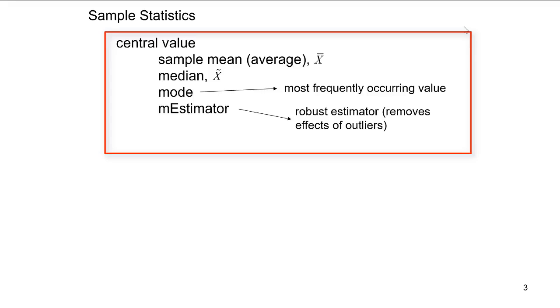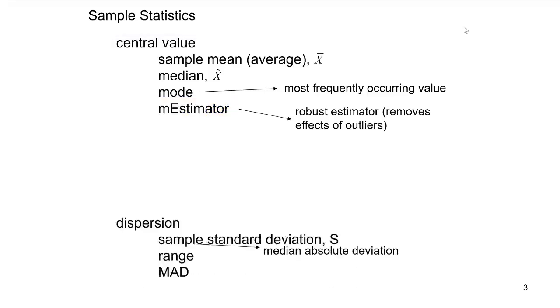There are also some other things that we're not going to talk about too much in this class. M estimator. This is a robust estimator and it removes the effects of outliers.